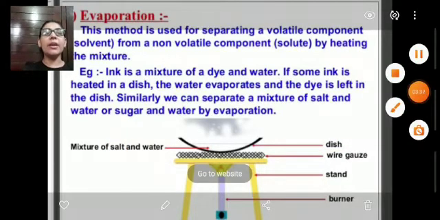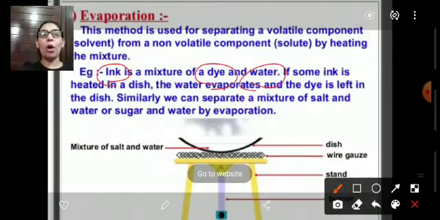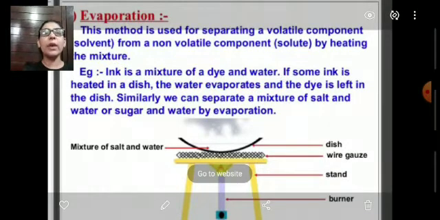See here, it is explaining a very good example. ink किसका mixture है, डाई का और वाटर का. Water has the ability to get volatile and dye does not have the ability to get volatile, means it is non-volatile. तो अगर हम इंक को हीट करेंगे तो इंक में जितना भी वाटर कंटेंट है वो volatile होगा, वेपराइज हो जाएगा, and the dye content in it, that is the non-volatile component, will be left behind. So in this way we can separate the ink into dye and water.